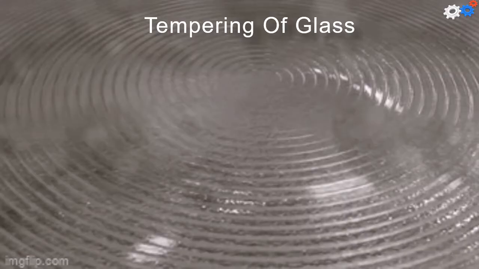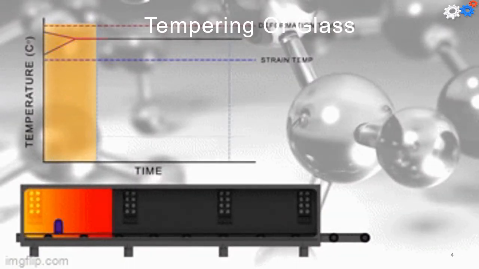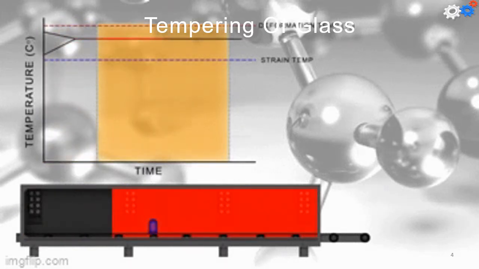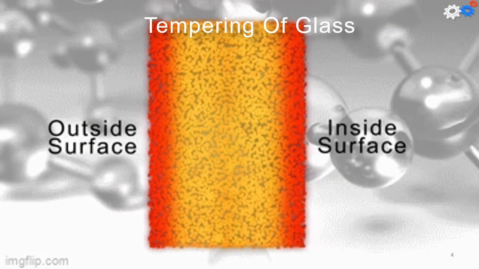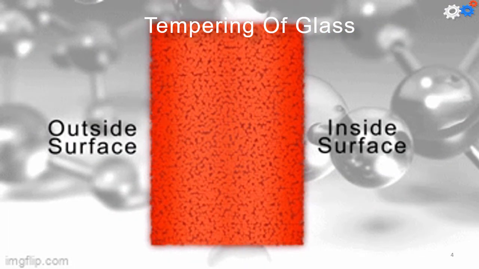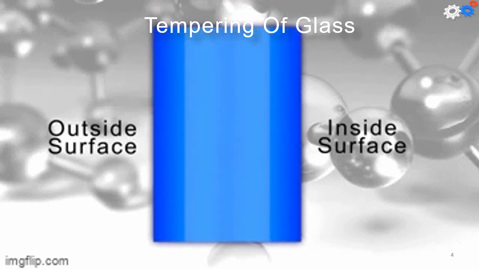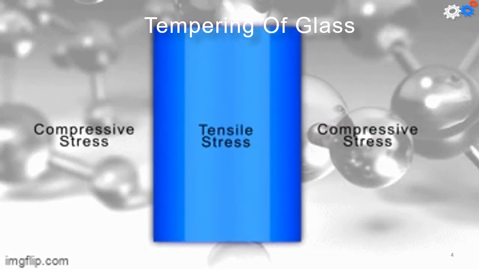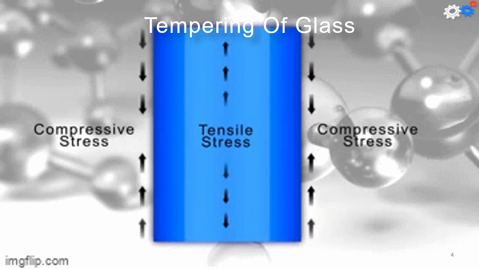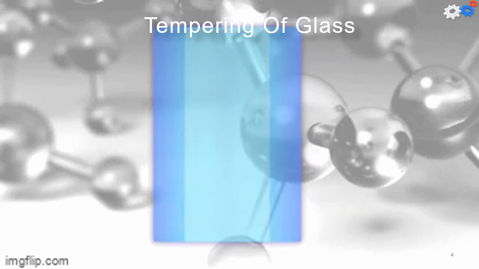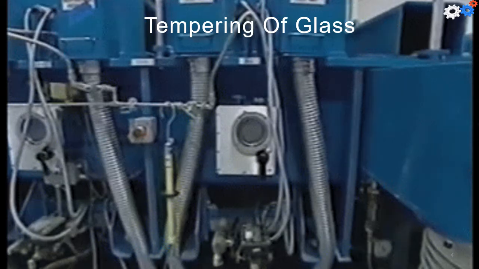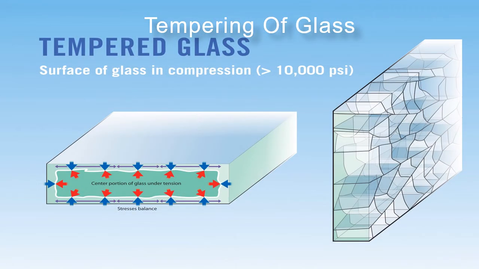The tempering is done by heating to a temperature somewhat above the annealing temperature into a plastic range, followed by quenching of surfaces, usually by air jets. The surfaces cool and harden while the interior is still plastic. As the internal glass cools, it contracts, putting the hard surfaces into compression.